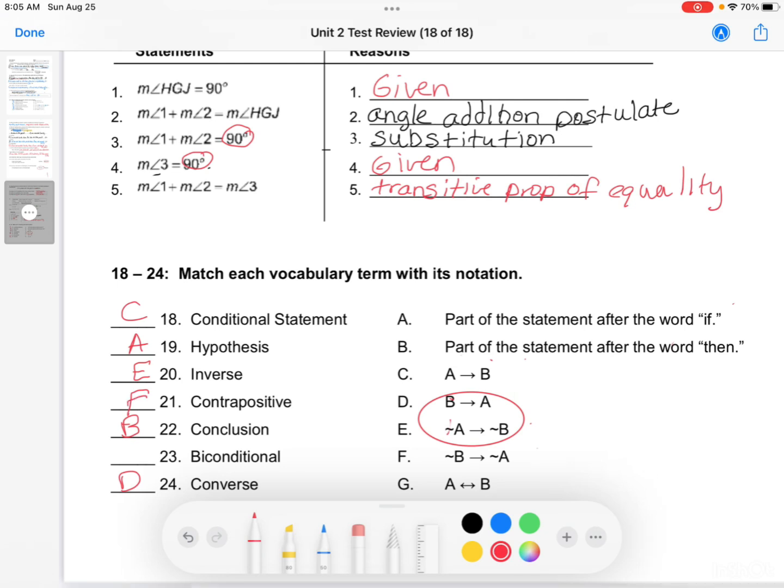And then finally, the biconditional has the arrows in it, indicating that the statement can be true in either direction. So there's G.